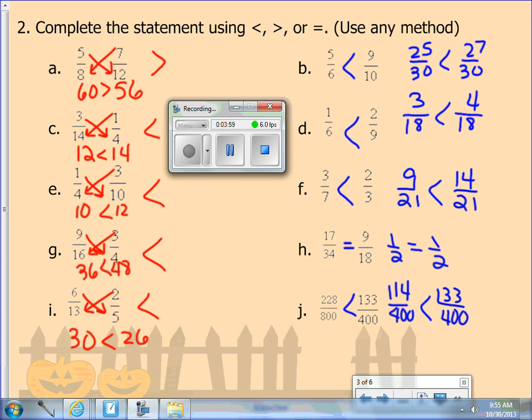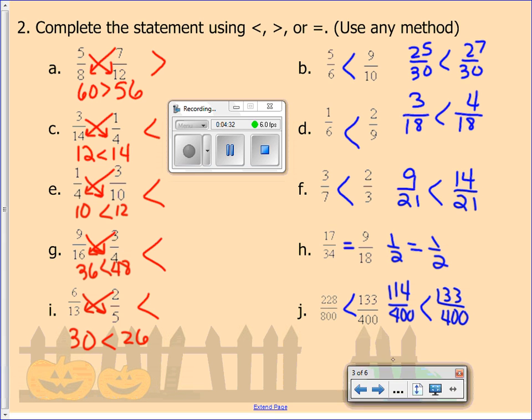In J, I needed to reduce 228/800. And looking at the fraction that I was comparing it to, I wanted to just reduce it by 2, which would give me a common denominator of 400. So 228 divided by 2 is 114. 800 divided by 2 is 400. So 114 is less than 133. So 228/800 is less than 133/400.